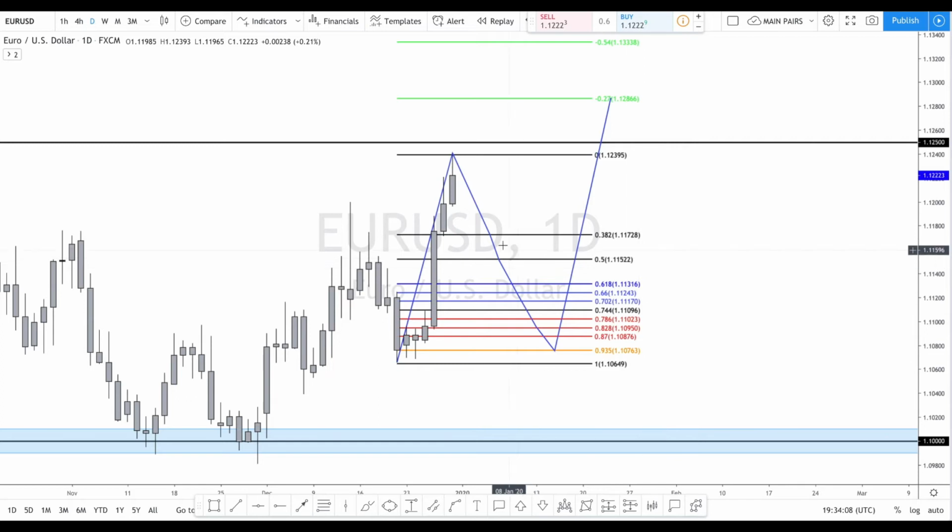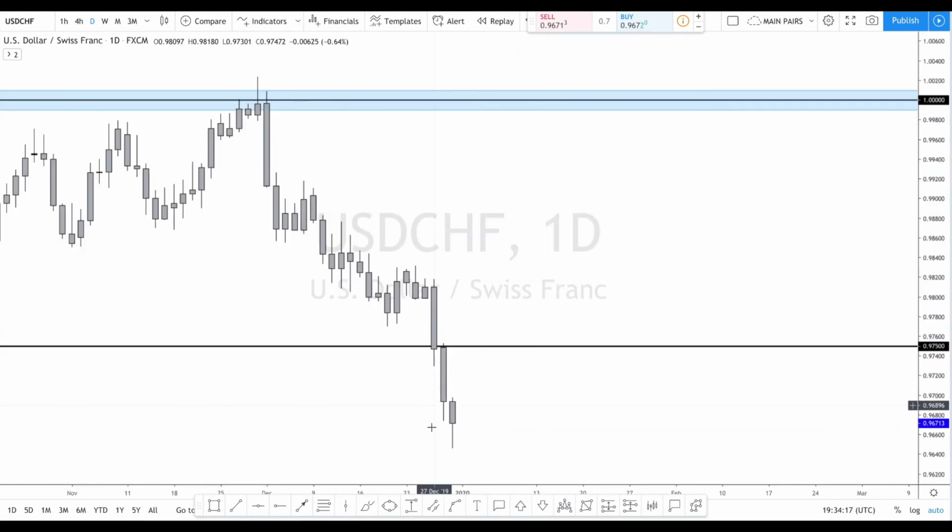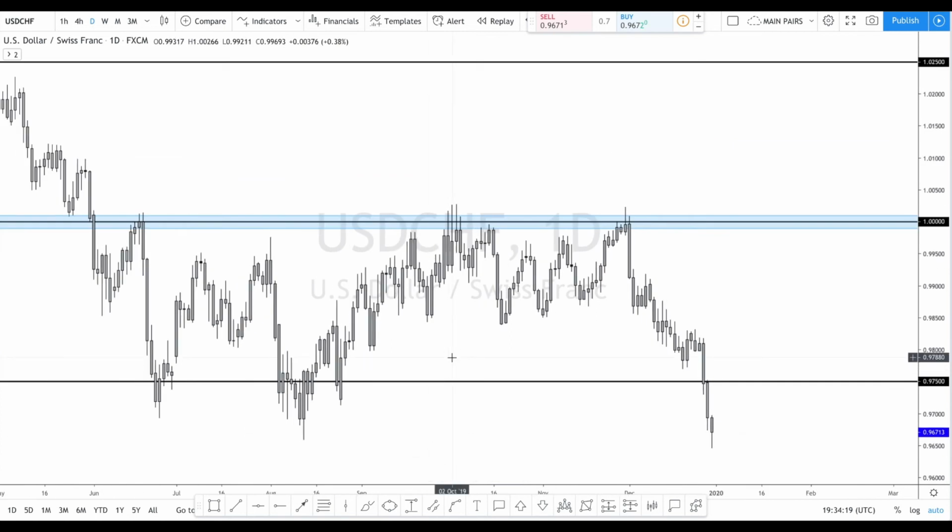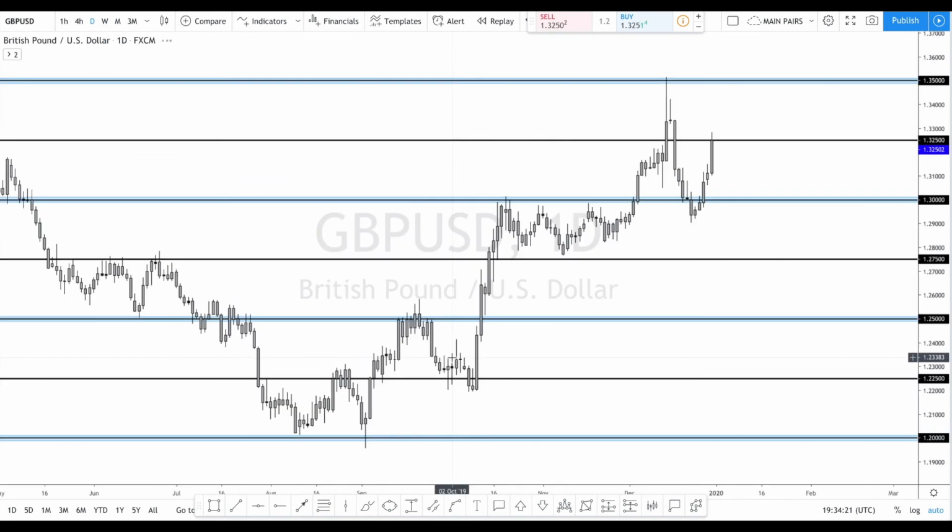And the only thing that changes is your risk and reward. The deeper the pullback, the better your risk and reward. So let me find an example of a very deep pullback.